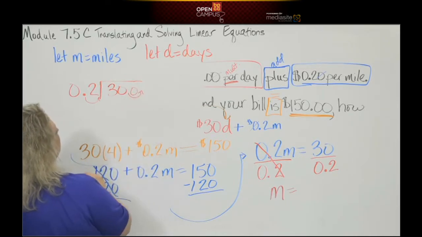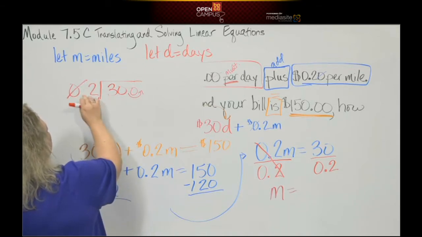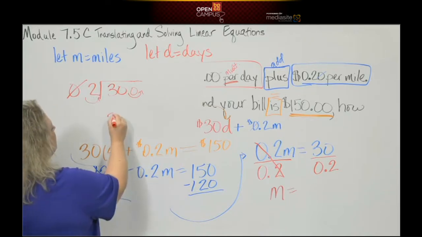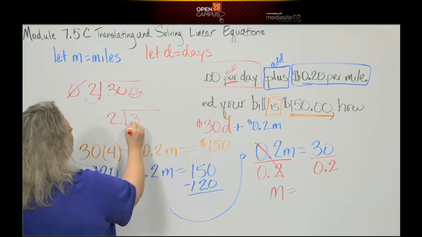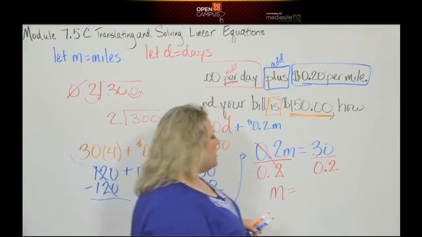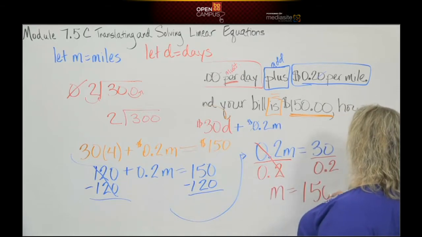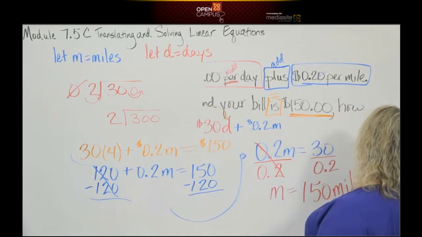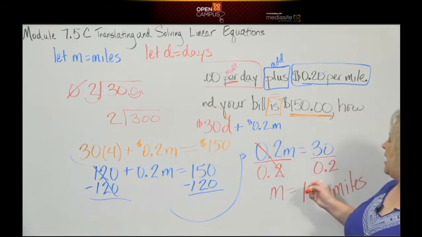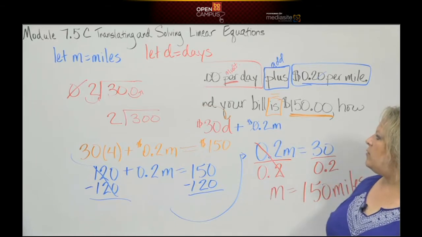So that makes that 0. Now I'm really dividing. That goes away, and my decimal point moves over there. So I'm really dividing the whole number 2 into the whole number 300. You're going to do division that way. When I do my division that way, I come up with 150 miles. So over the 4 days that I rented my car, I covered 150 miles. And so that is the answer to this question.